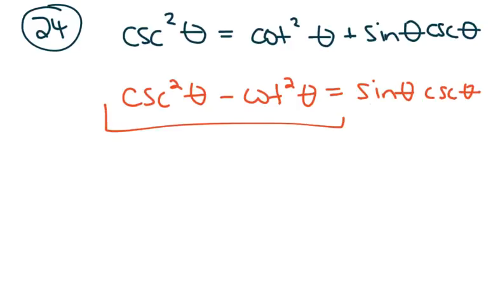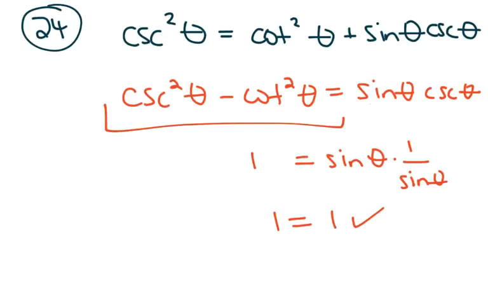And then if you look at your Pythagorean identities, you find out that this was just equal to 1. And cosecant is 1 over sine, and sine times 1 over sine is 1. Another way of attacking the problem is to work with the more complicated side.